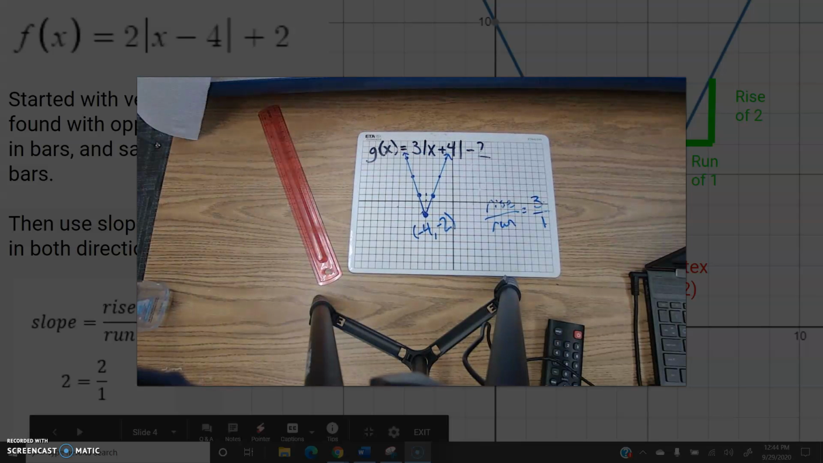Okay? So I'm going to have you guys answer a few questions and see if you can figure out a few graphs given an equation.